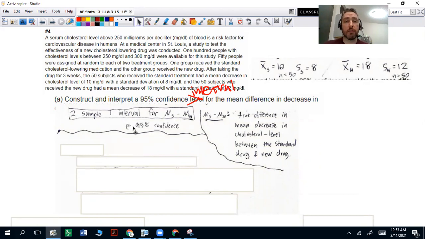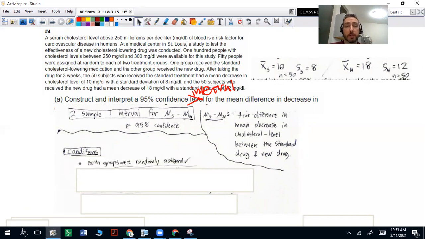I say 95% confidence, even though it says that. You don't have to write that, but it's just kind of there. And let's check our conditions. This one doesn't say the conditions have been met, so we got to go up and check them. So let's talk about random. We do have random assignment. We have to say both groups are randomly assigned. And it says that right up there.